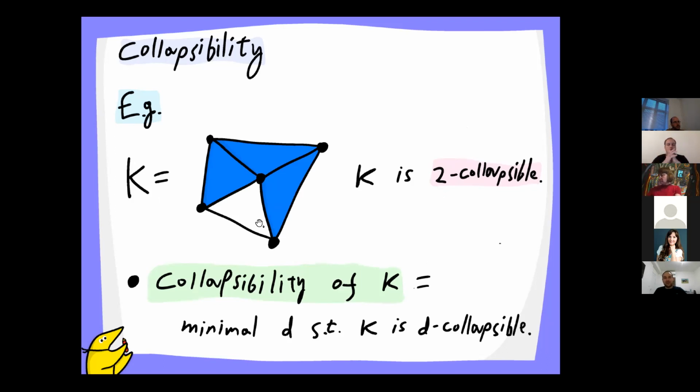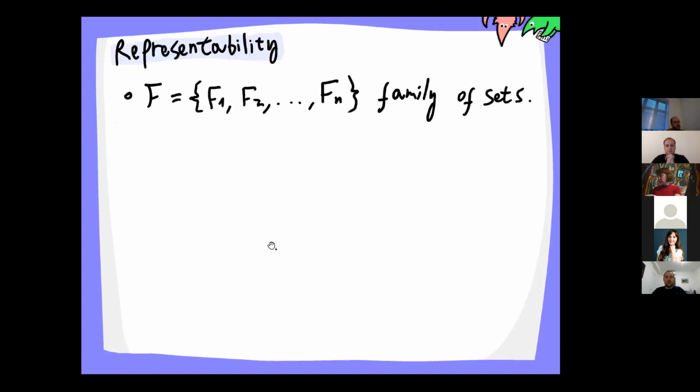And the last property of simplicial complexes that we will talk about today is the property of representability. And it is defined as follows.